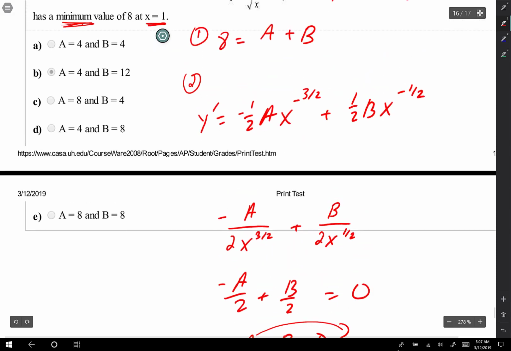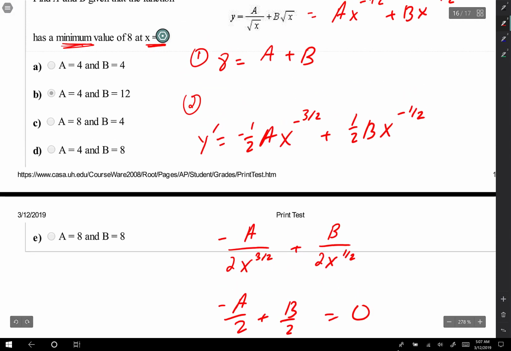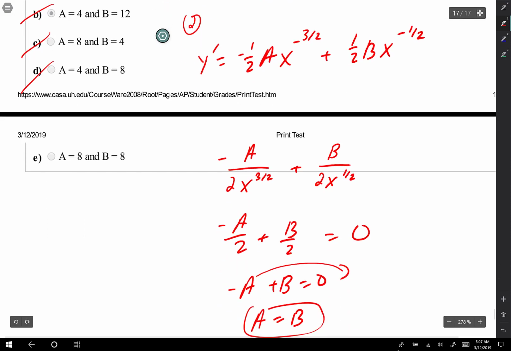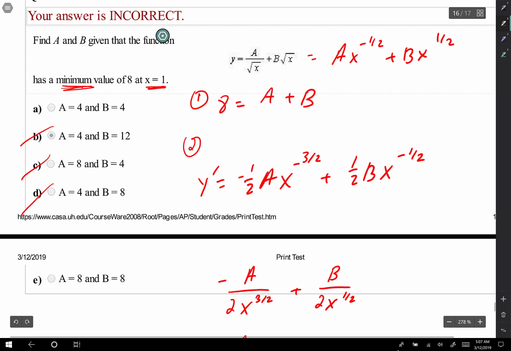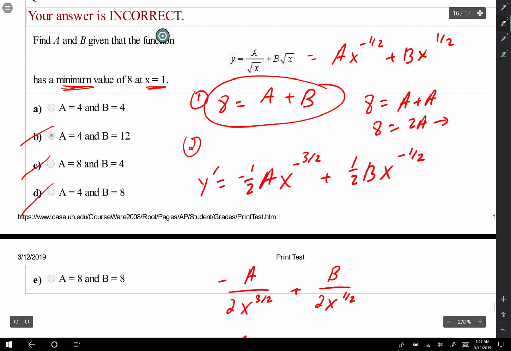So now that I know that a equals b, I know they have to be the same. That one's out. That one's out. That one's out. It's between 4 and 8. So how am I going to figure that out? Since a equals b, I'm going to come back over here and just rewrite it, replacing the b with an a. 8 equals a plus a. So 8 equals 2a. So that means that a equals 4 when you divide by 2. So it's that one.